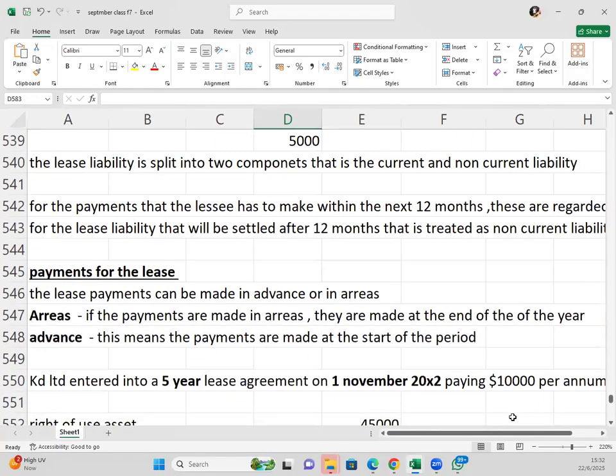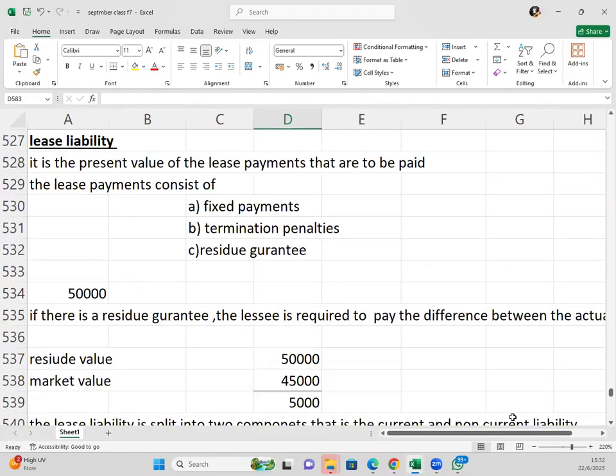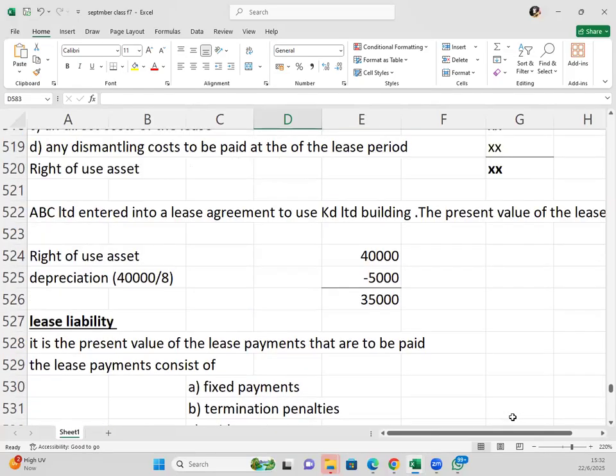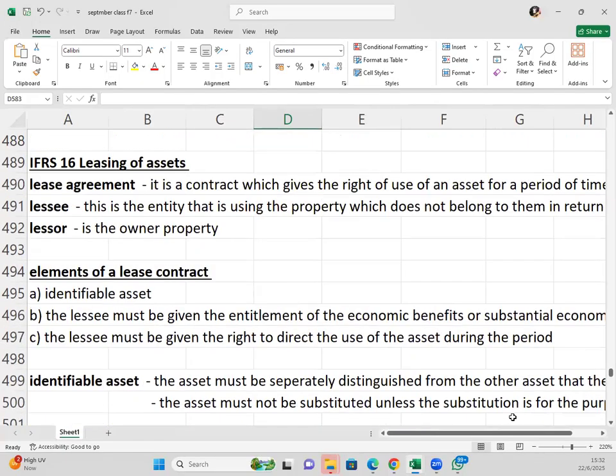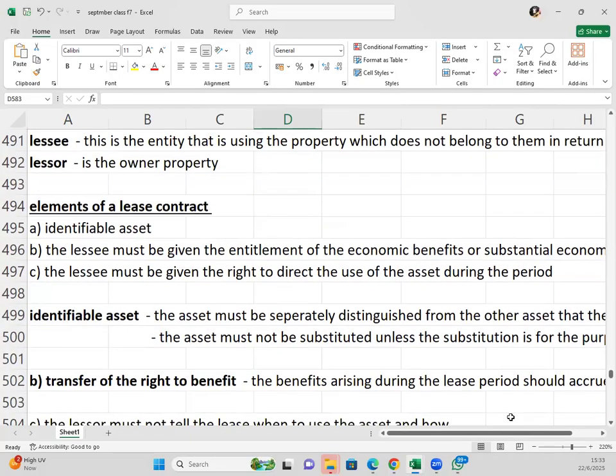So let's have a quick recap of some of the things we talked about in the last session. IFRS 16 tells us how we account for a lease. We are going to look at it from the point of the lessee, the one that is using someone's property. We talked about what a lease agreement is, who a lessee is, who a lessor is, then the elements of a lease agreement.